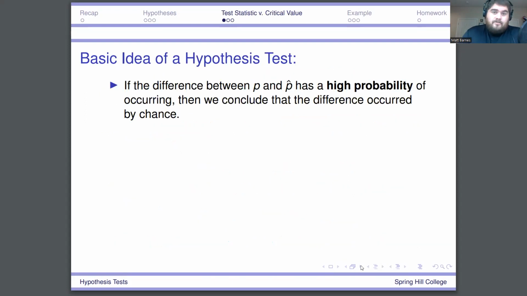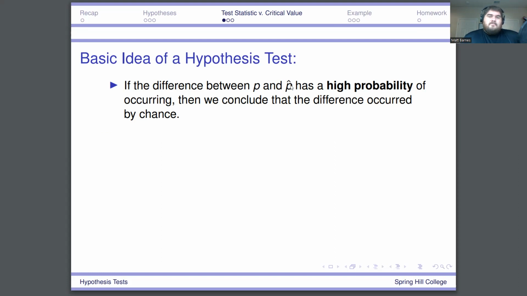So the basic idea of what we want to do here is we have our P that we're being told, what we're being told is our proportion for the population. And then we're going to collect a sample and we're going to find our p hat. And our p hat is going to probably not be the same number as our p. And that could be because the sample we got just leaned one way or the other. The average was a little off, the proportion was a little off. The samples aren't going to have the same number as our population in almost every case.